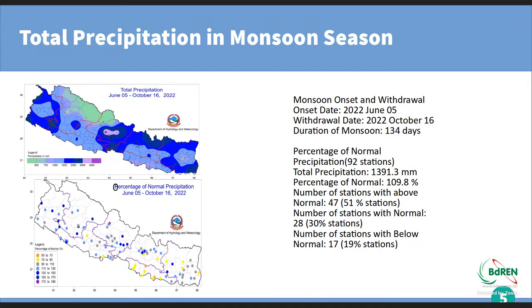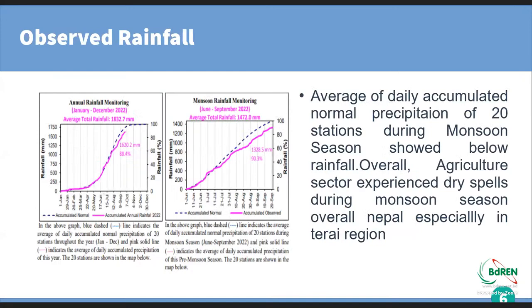In that period, the percentage of normal, when we take the normal of 92 stations, was 109.8%, and the number of stations with above normal rainfall was about 51%, and stations with normal rainfall about 30%. And these are the average daily accumulated normal precipitation of 20 stations during the monsoon season. So it shows below normal rainfall. In some parts we can also see above normal rainfall, but overall the agriculture sector experienced dry spells during the monsoon season over the whole of Nepal, especially in the Tarai region, because most of our agricultural land is in the Tarai region.